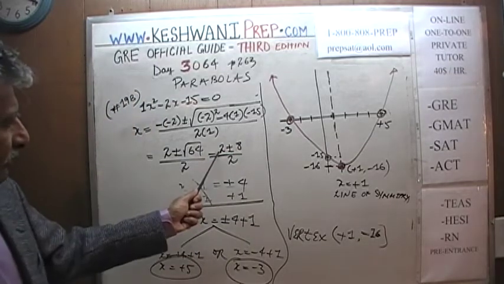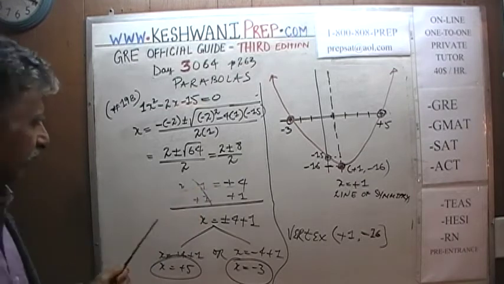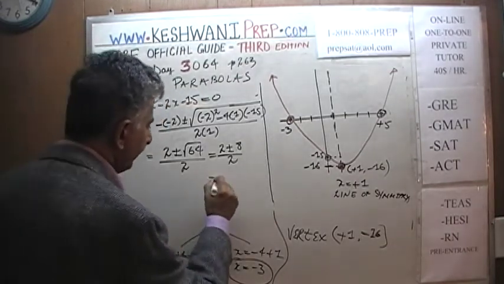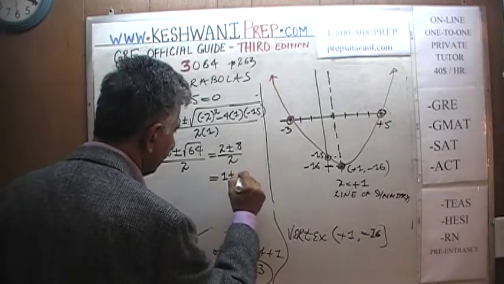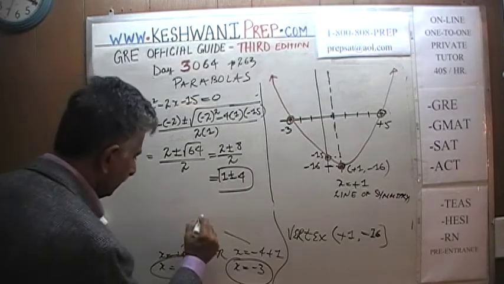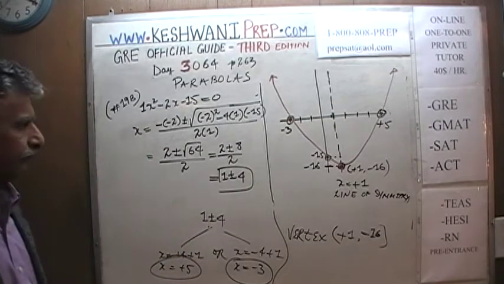Since this has a factor of 2, that has a factor of 2, and that has a factor of 2, if we divide the entire fraction by 2, we end up with 1 plus or minus 4, which is exactly what we had here. 1 plus or minus 4 is where we got 5 and negative 3.